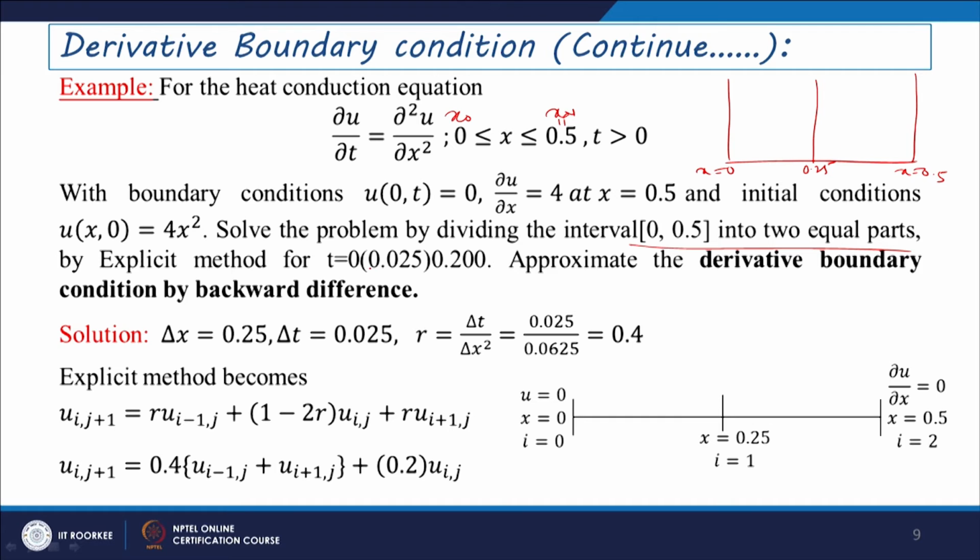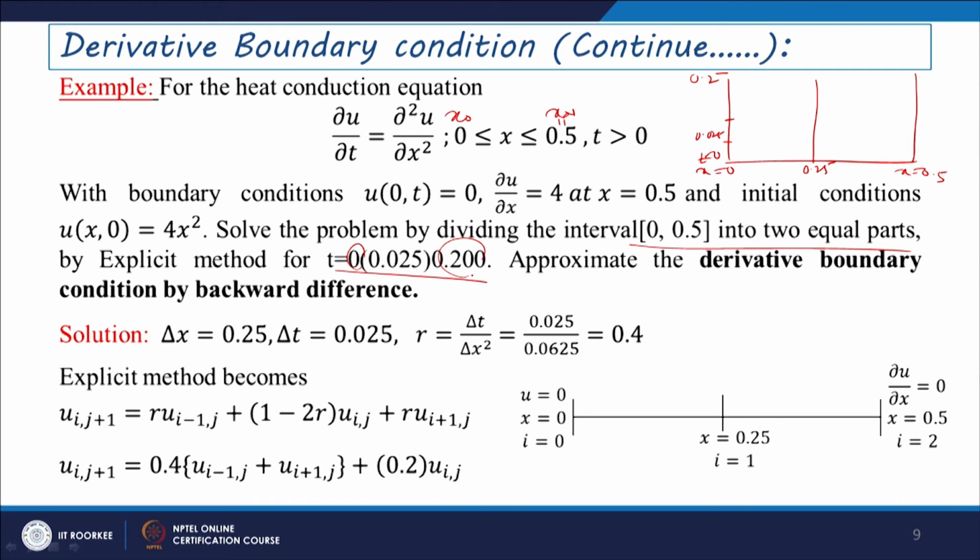If you look at the time increment, first time it is given as 0 here, then 0.025, then it is added once more, that is 0.05. So up to 0.2 we have to move. So t starts at 0 and ends at 0.200, incremented by 0.025. And for this scheme, with del t equals 0.025, we obtain the r value as del t by del x square, that is 0.025 by 0.0625, which is 0.4.